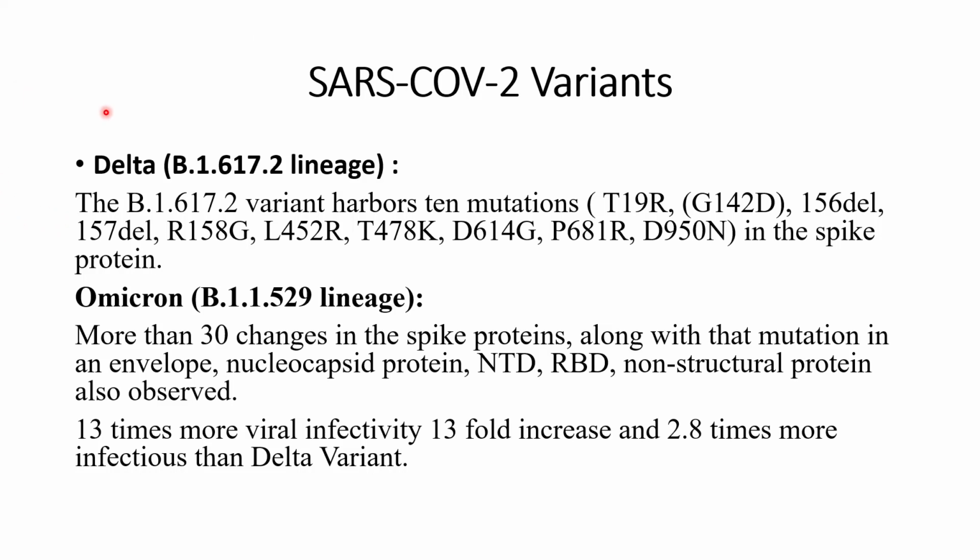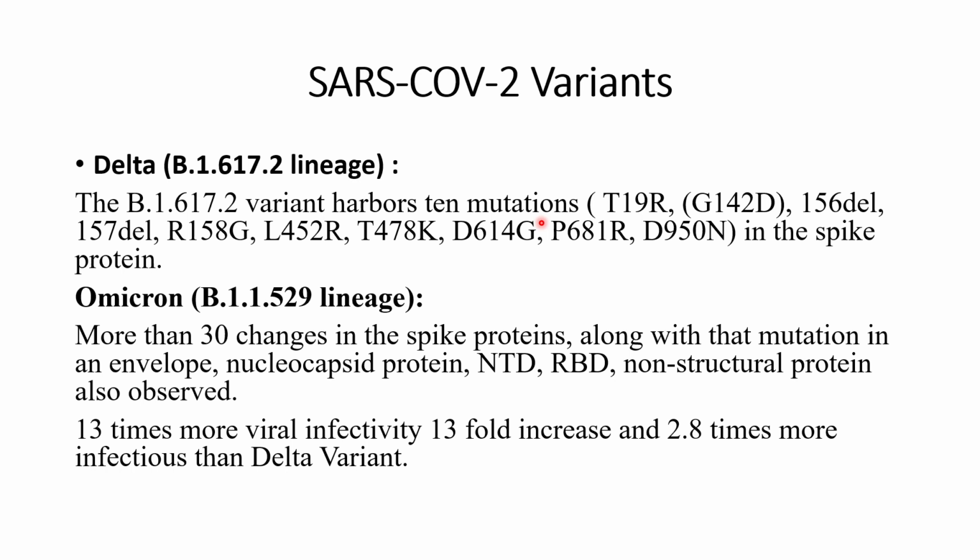In this video, we will cover other SARS-CoV-2 variants that have a significant impact on the world. The first one for this video is the Delta variant. This Delta variant was first found in India in April 2021. However, in the USA, the first case was found in March 2021.